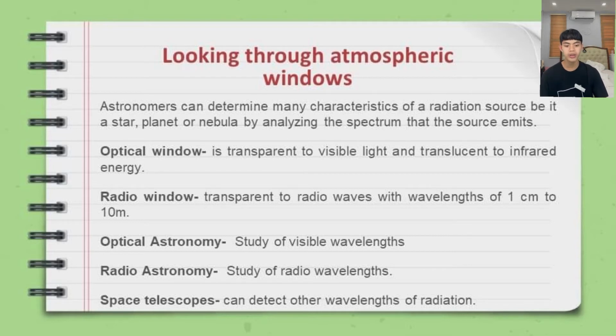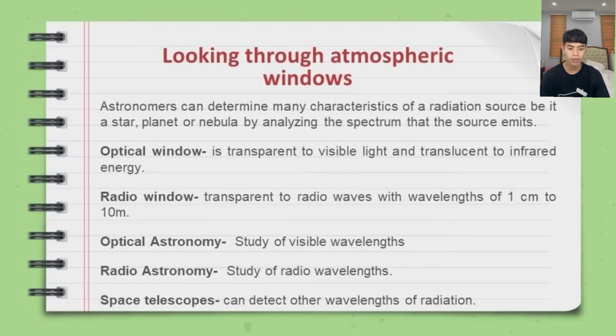Let's move to slide 5. On the atmospheric windows, astronomers can determine many characteristics of a radiation source, be it a star, planet, or nebula, by analyzing the spectrum that the source emits. If all wavelengths of electromagnetic radiation could pass through the atmosphere, we would not need to send up satellites to study the heavens. Unfortunately, for ground-based astronomers, gas molecules in the atmosphere absorb most wavelengths of electromagnetic radiation. There are only two atmospheric windows, meaning ranges of wavelength that can pass through air without being absorbed.